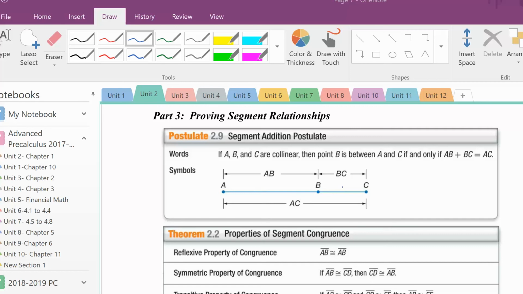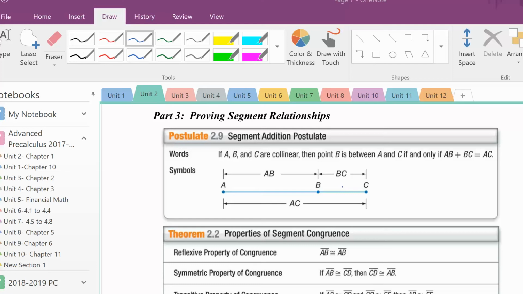Welcome to part 3 of Unit 2. We're going to talk about proving segment relationships and the difference between properties of congruence as opposed to properties of equality. So last video, we were talking about all the properties of equality. And some of them are true when it's congruent, but some of them aren't.